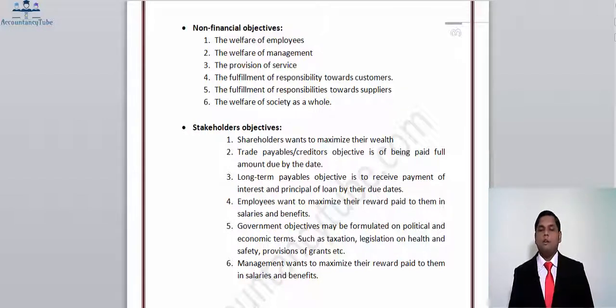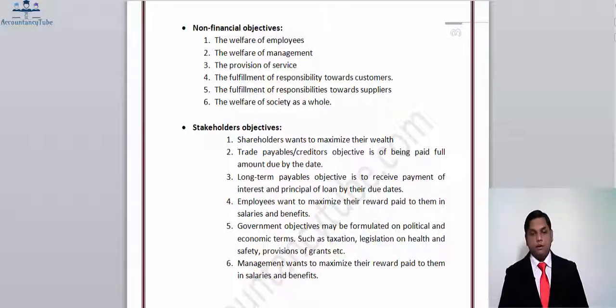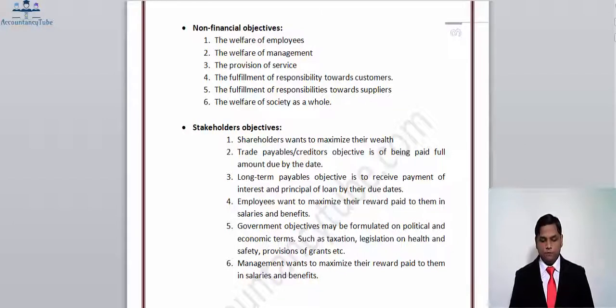So their objectives from the company are mainly on economic terms and political terms. They achieve this via taxation, via legislation. They can put a restriction on certain areas, and on health and safety provision, or act through provision of grants, which I've just told you.